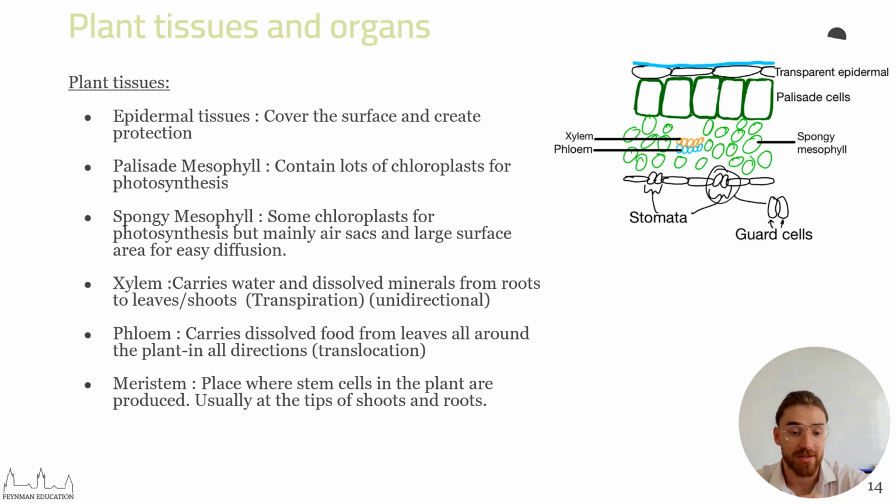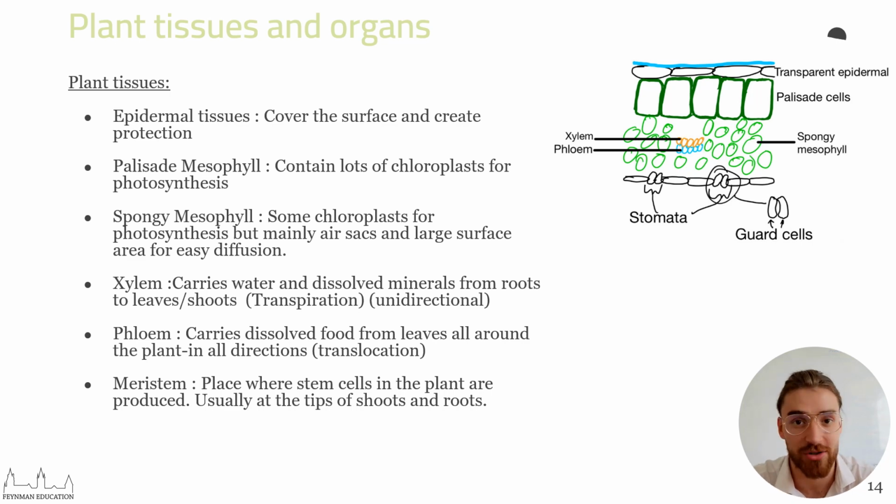And then we have the meristematic tissue. So meristematic tissue, or meristems, is a place where the stem cells in the plant are produced, and this is used for growth. So these are certain areas where you will find the most growth happening, either at the tips of your roots or at the ends of your shoots.